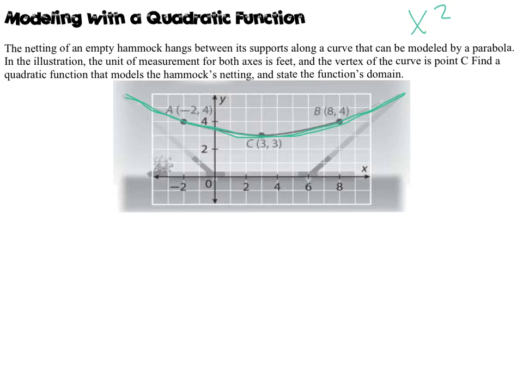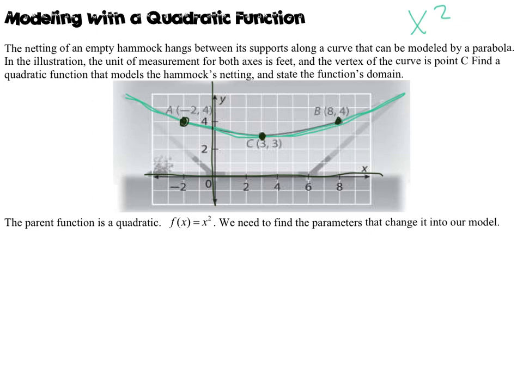In here, the unit of measurement for both axes is feet, so they've put a coordinate plane right there. They just chose to put it there, and so this point is at (3, 3), this point is at (-2, 4), and this point is at (8, 4). And it says, find a quadratic function that models the hammock's netting and state the function's domain.